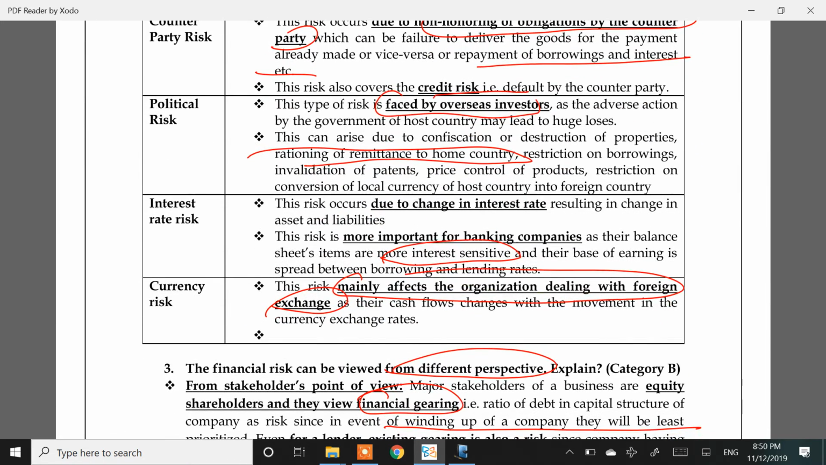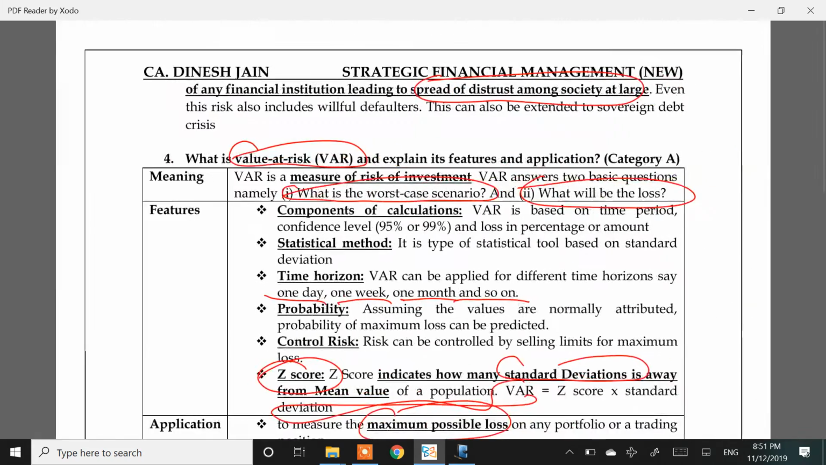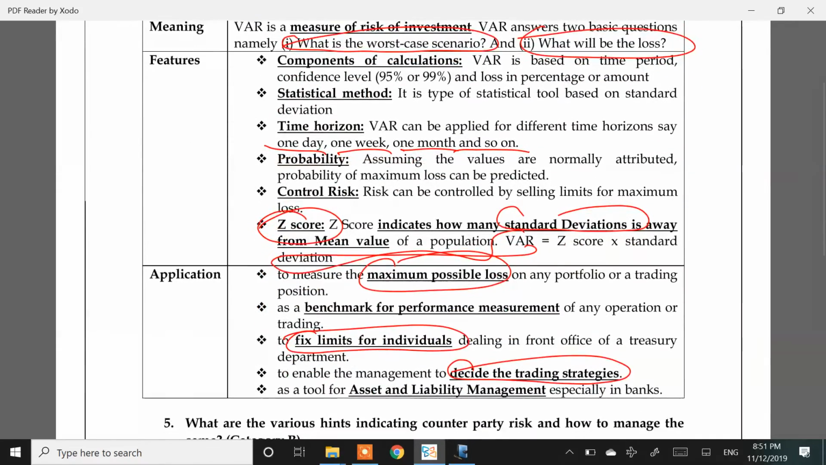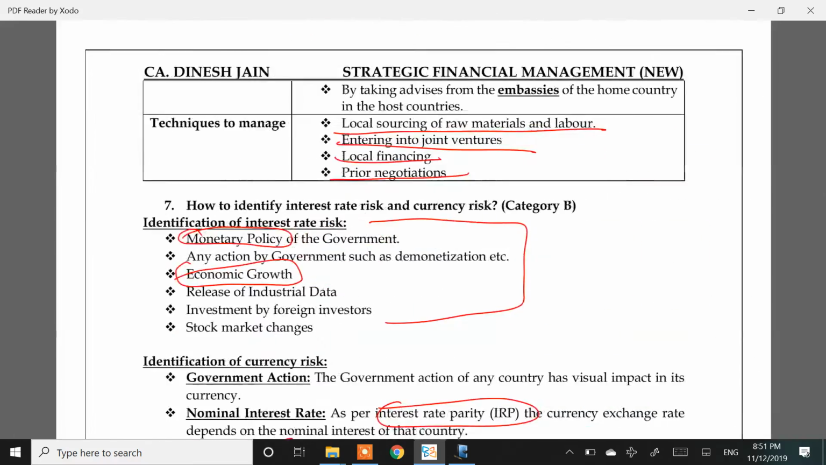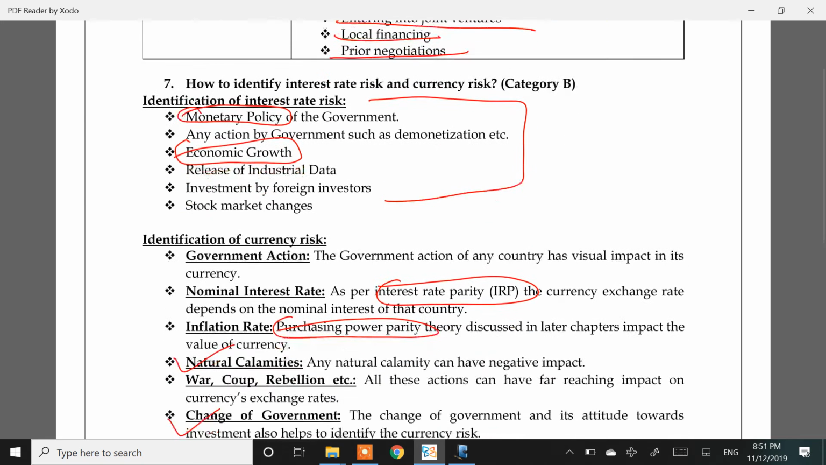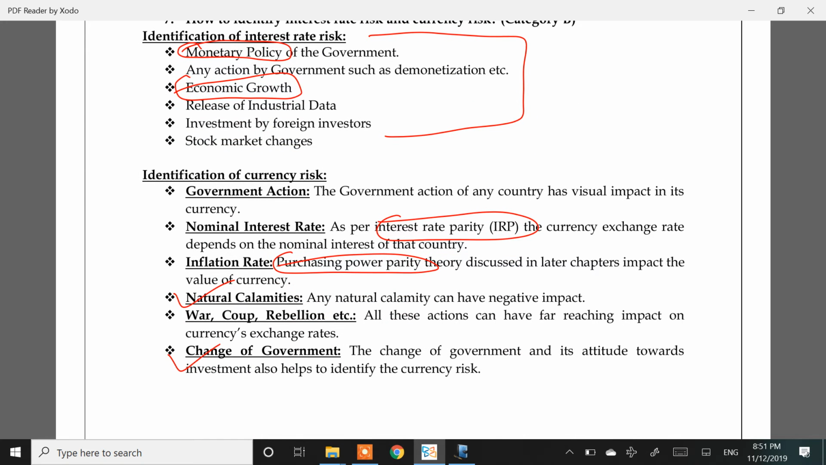And then we try to assess every risk which is there. And also we see how the financial risk is viewed from different people's point of view. There is a government point of view, there is a company point of view, there's a stakeholder point of view. And then my all-balanced question is how VAR is calculated. Then I focus on counterparty risk, political risk, interest rate risk and currency risk. So with this, I'll end the second chapter.